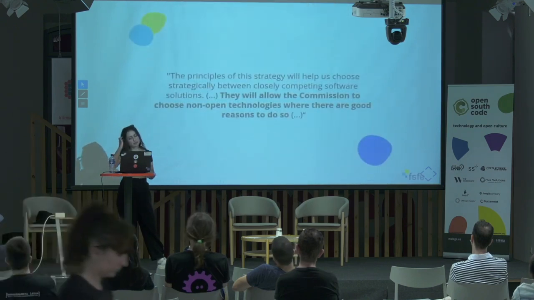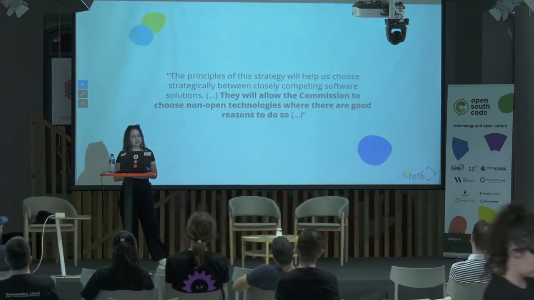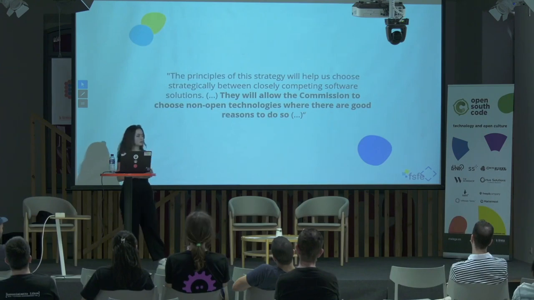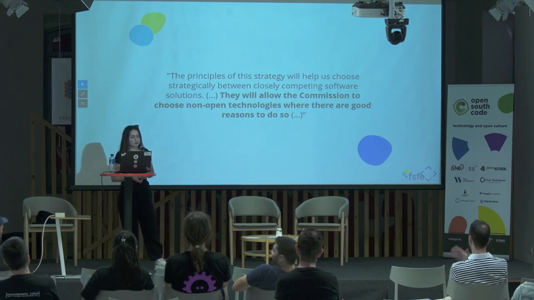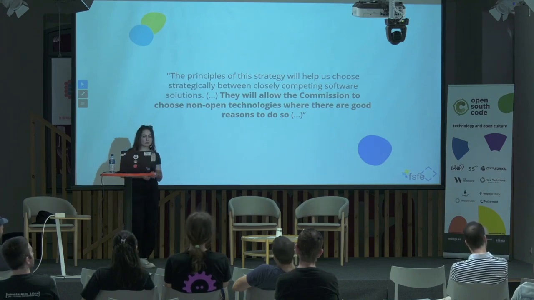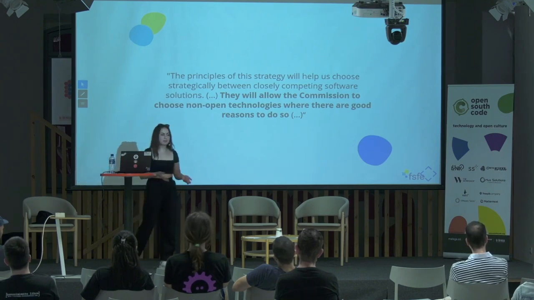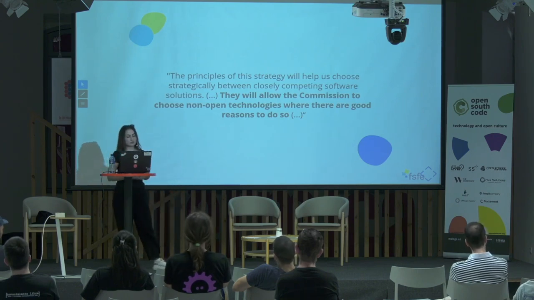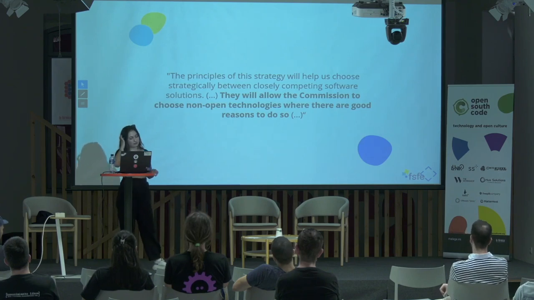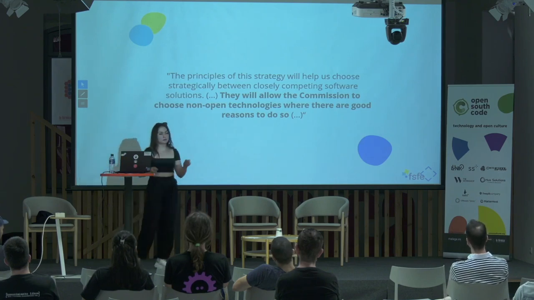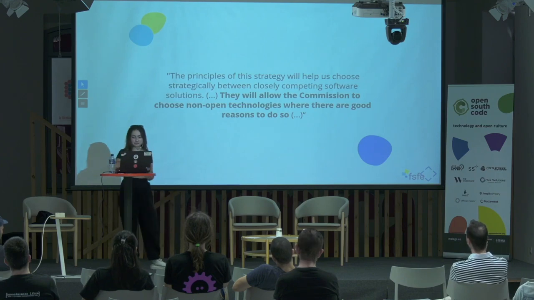There is another example, where I just copied the text. The Commission has the freedom to choose non-open technologies where there are good reasons to do so. So again, what are good reasons, and to whom are these reasons good? This is the kind of loophole we found in such a strategy.